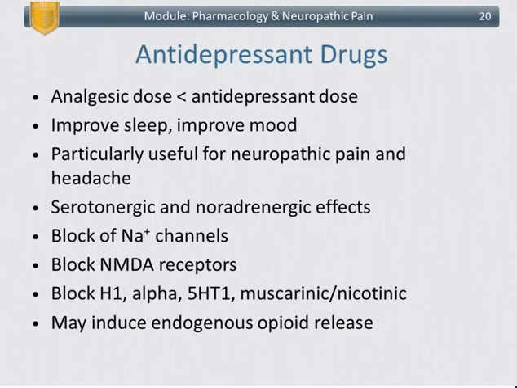For antidepressant drugs, especially this is true for tricyclics, the analgesic dose appears to be less than the antidepressant dose. They improve sleep, improve mood. They are particularly useful for neuropathic pain and for headaches. They have serotonergic and noradrenergic effects, at least the ones that are effective do. They seem to block sodium channels, block NMDA receptors, block histamine 1 receptors, alpha receptors, serotonin reuptake, muscarinic and nicotinic acetylcholine receptors, and they may induce endogenous opioid release. So lots and lots of neurochemistry going on here.